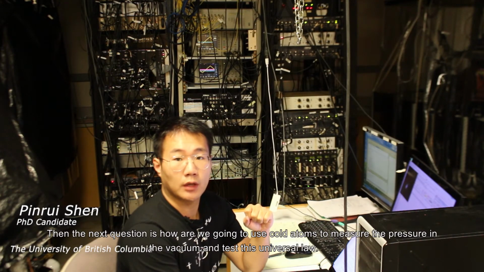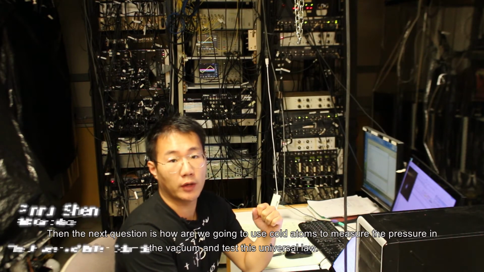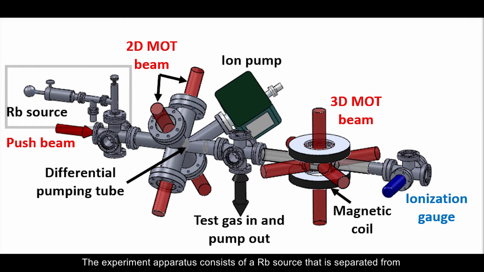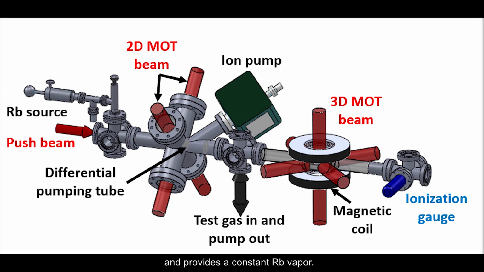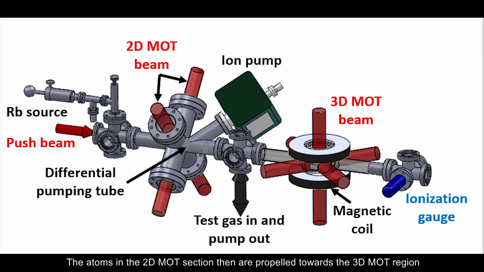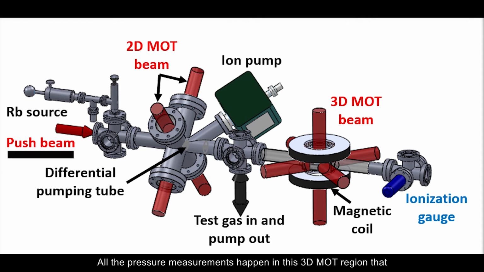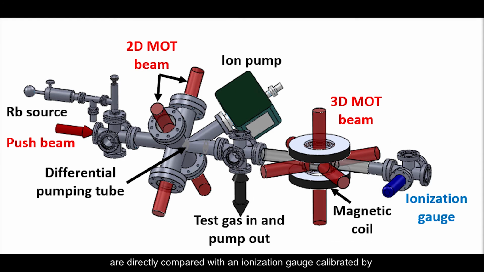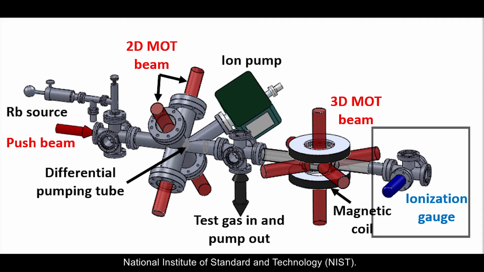Then the next question is how we're going to use cold atoms to measure the pressure in the vacuum and test this universal law. The experimental apparatus consists of a rubidium source that is separate from and provides a constant rubidium vapor. The rubidium atoms are first loaded into a two-dimensional magneto-optical trap. The atoms in the 2D MOT section are then propelled towards the 3D MOT region using a horizontal laser beam, which we call the push beam. All the pressure measurements happen in the 3D MOT region and are directly compared with an ionization gauge calibrated by the National Institute of Standards and Technology.